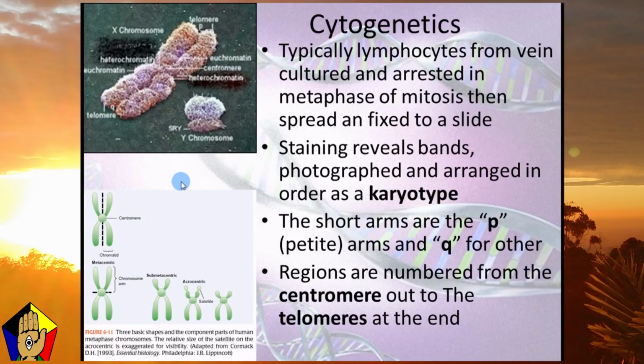Again, here's the real picture, and then here's just an example. You can see the X and the Y chromosomes. These are called the sex chromosomes. Of course, women have two X's, and a man has a Y and an X. So in this situation, who is this taken from? It's taken from a man.